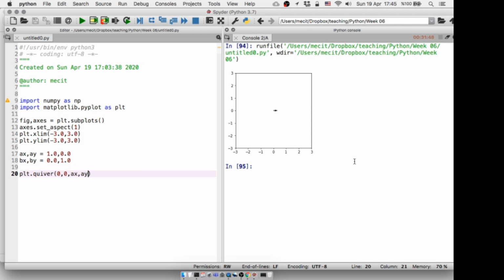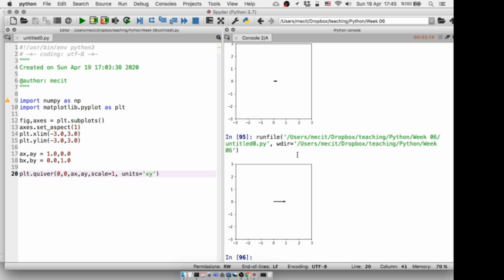Now at first it looks like it is drawing the vectors, but we need two more parameters to make it look better. That is, we use scale 1 and units xy. This will make my vector scale to my axis over there. So if I run it again, okay, now this vector looks okay. So its x component is 1 unit and that corresponds to this there.